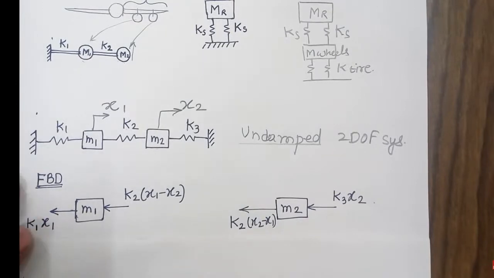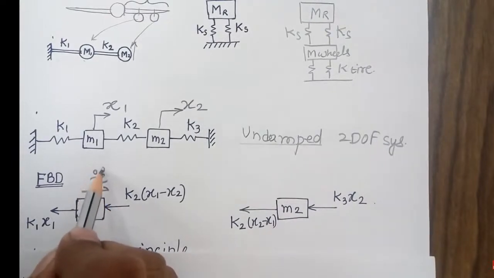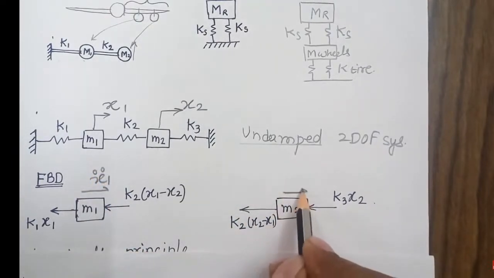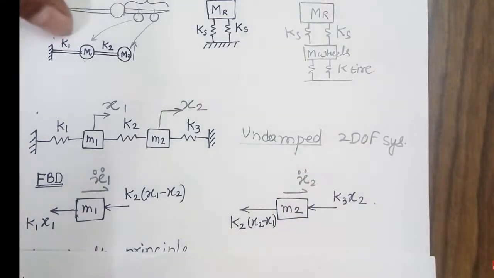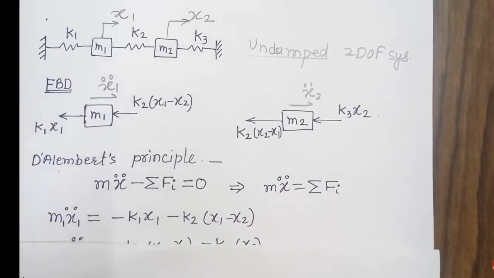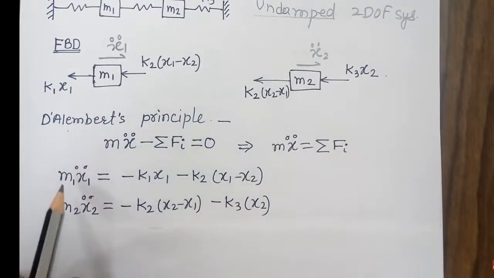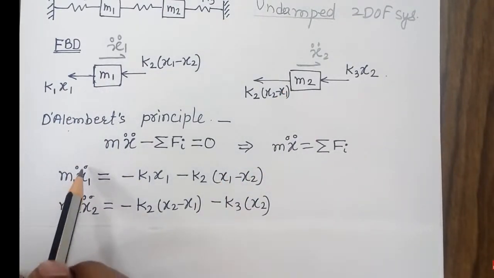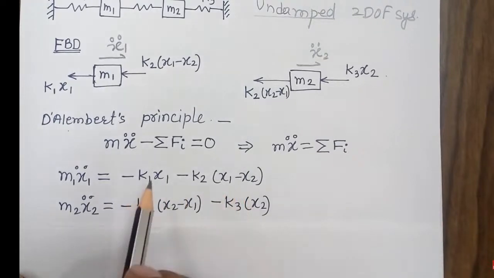So first I will make the free body diagram of these two masses. For the first mass, the mass is moving in this direction with the acceleration x1 double dot, and this mass is moving in this direction with the acceleration x2 double dot. If I apply the D'Alembert principle for these two free body diagrams, for the first mass I will get m1 x1 double dot. This is my inertial force, and that will be balanced by all the forces applied on the system.